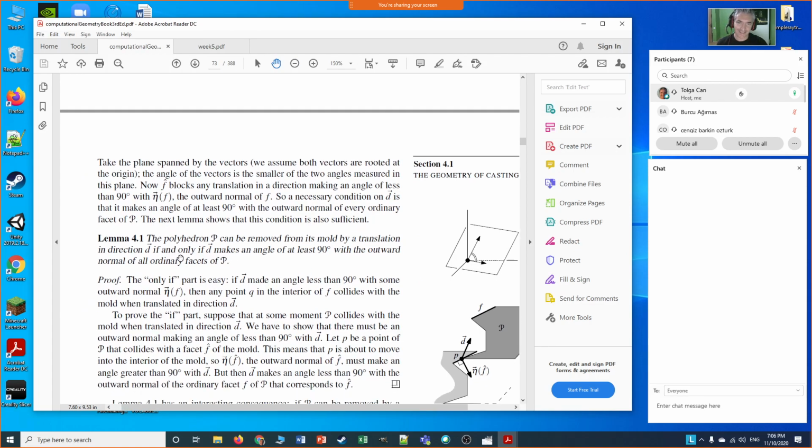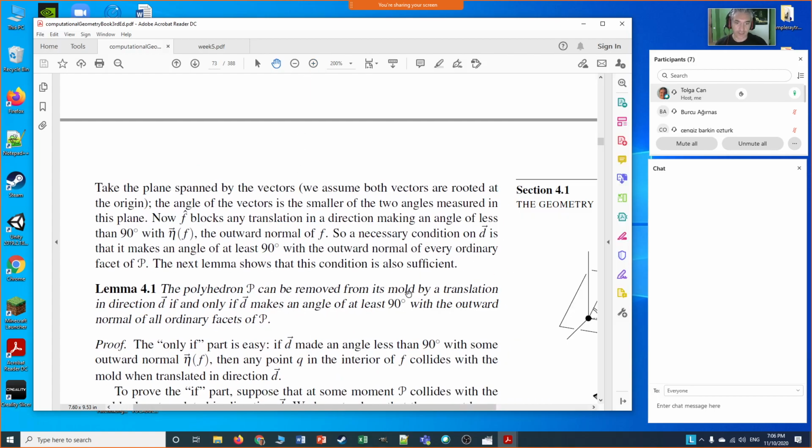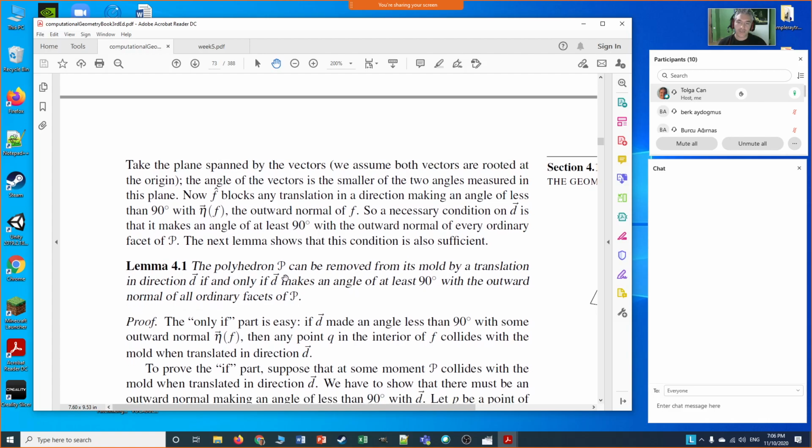So here is this lemma, which is what we have observed visually for an edge to block a certain pulling direction. We have seen that it has to be at least 90 degrees. I mean, it has to be a bit less than 90 degrees. So now if you look at the lemma, the polyhedron P can be removed from its mold by a translation in direction D. This direction D was this x1 vector in the two-dimensional case. In the three-dimensional case, this direction D vector will be represented as a three-dimensional vector in which we fix the z coordinate to 1 and xy will be something arbitrary.